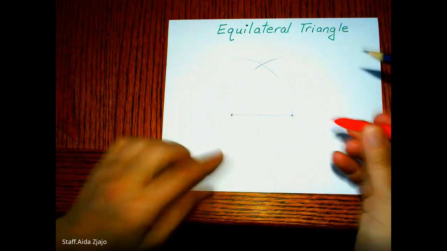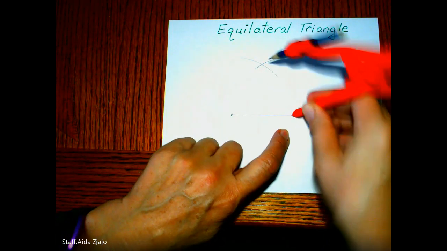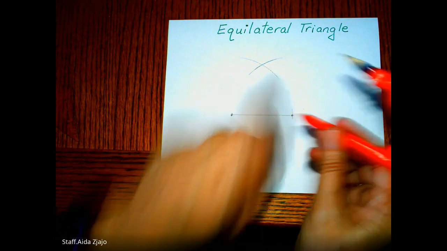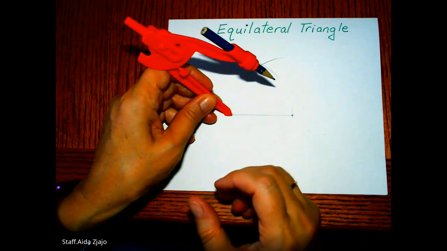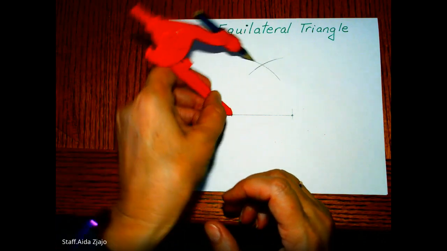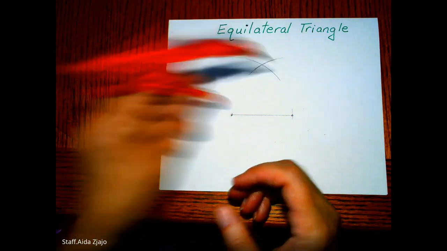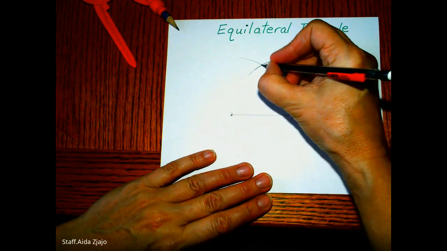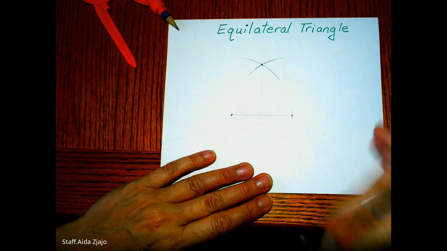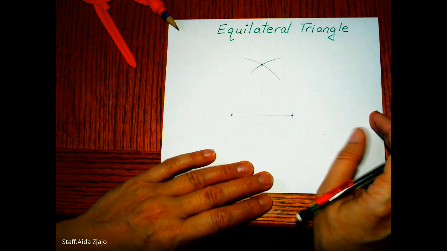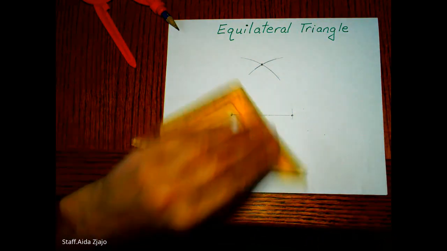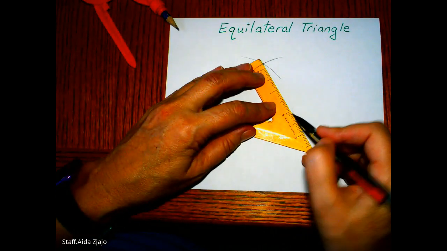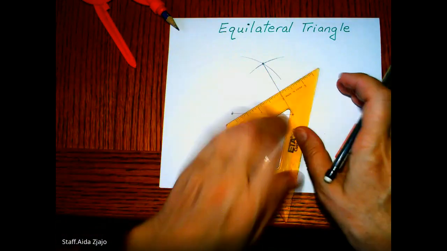So I'm going to repeat from one point. I'm going to do the little bit of circle above the middle of the line. And then I'm going to go to the opposite side and do the same. When I have my intersection point, that is my third point in my equilateral triangle. I can then connect the points and I will have an equilateral triangle.